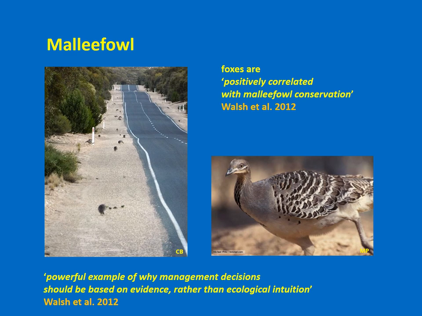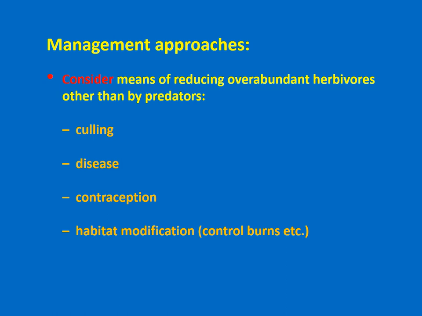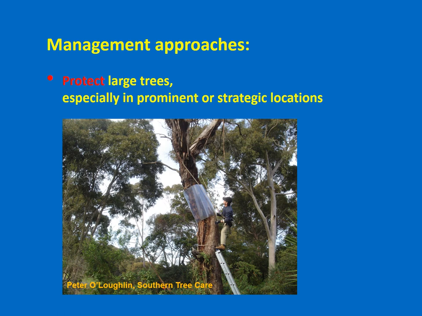We consider other management approaches, which is reducing overabundant herbivores by culling, disease, contraception, habitat modification. We should continue to protect large trees, but this is a band-aid measure. These bands only last 5 years and have to be replaced.